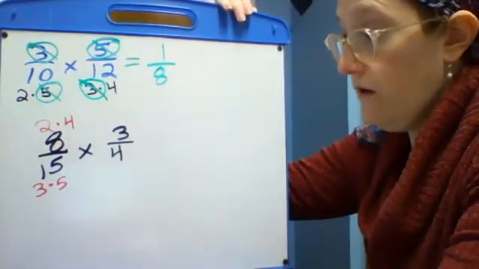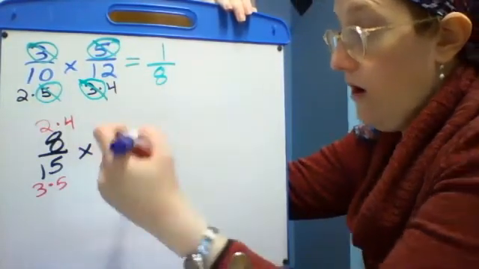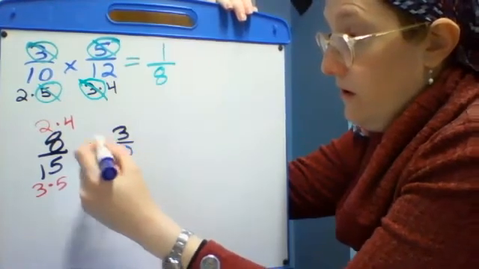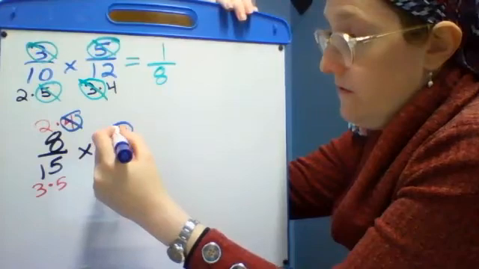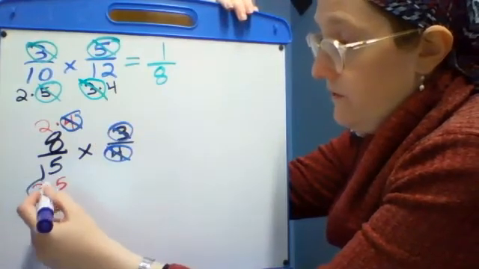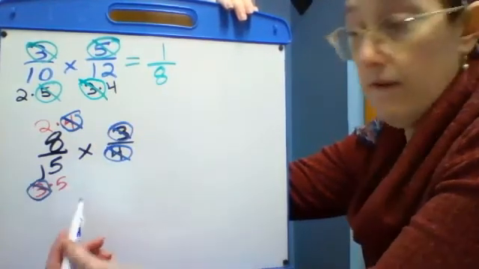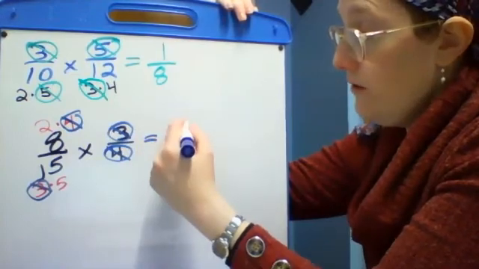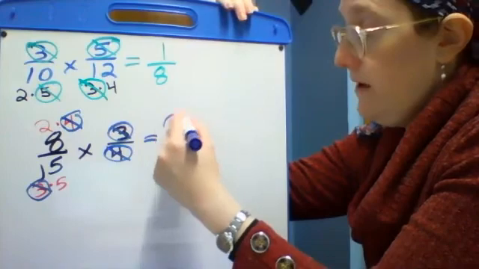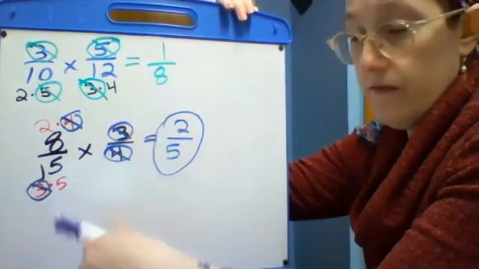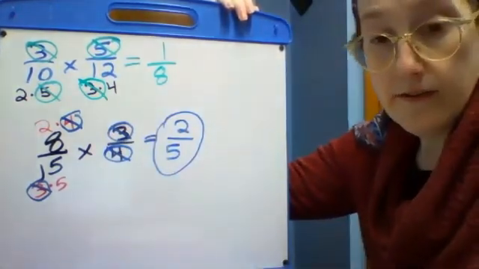What can we cross off? I can cross off this 4 with this 4. I can cross off this 3 with this 3. What am I left with? I have a numerator of 2 and a denominator of 5. My answer is 2/5. And that's how we do it.